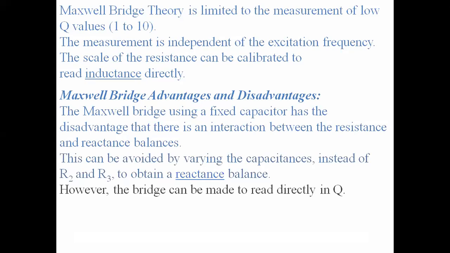Okay. So we have the advantage that we can get the Q value directly. That can be read on the meter. The value of the Q can be read on the meter directly. Q meter is there. So by using that Q meter, we can measure the Q value of this unknown inductor coil, the inductance of the inductor coil.